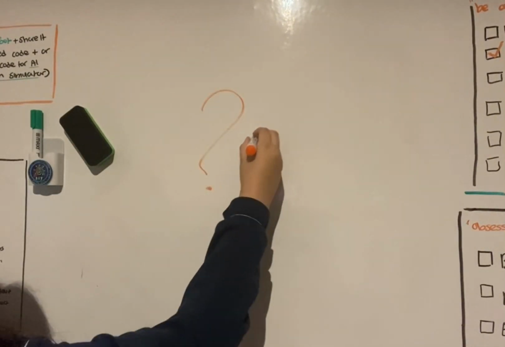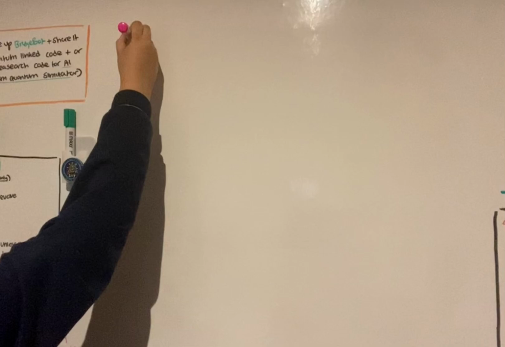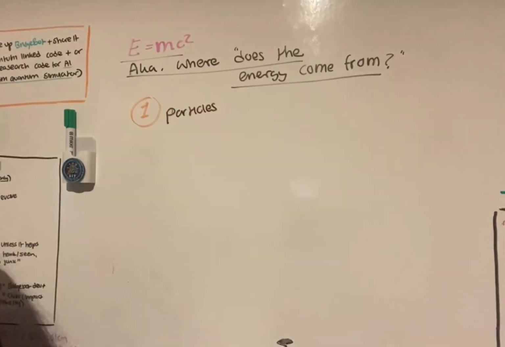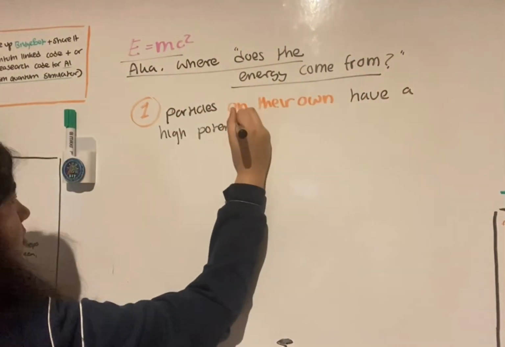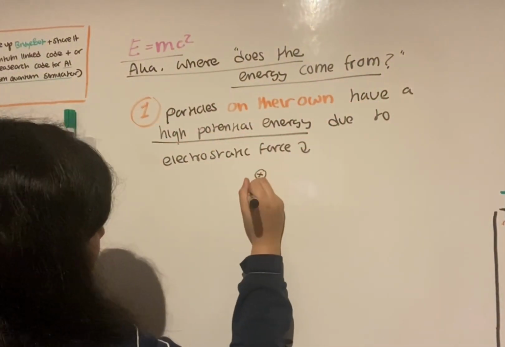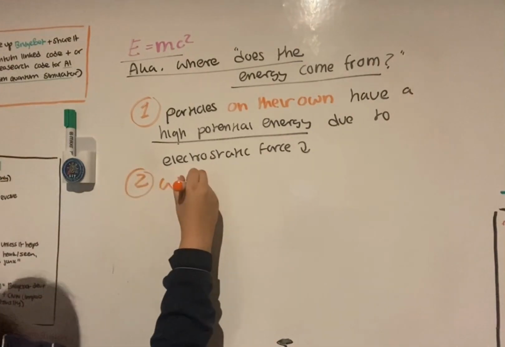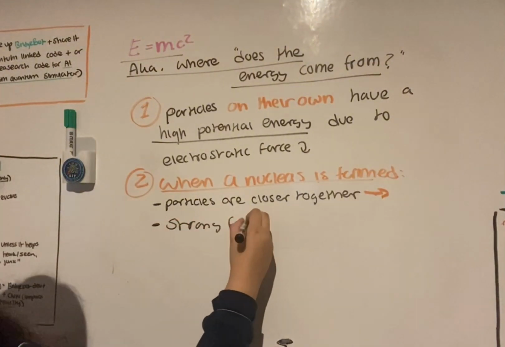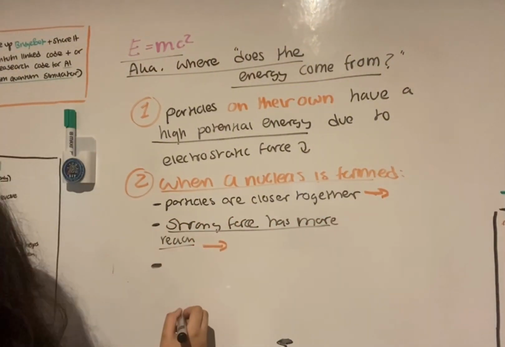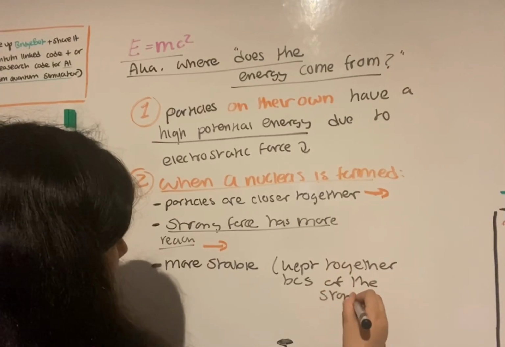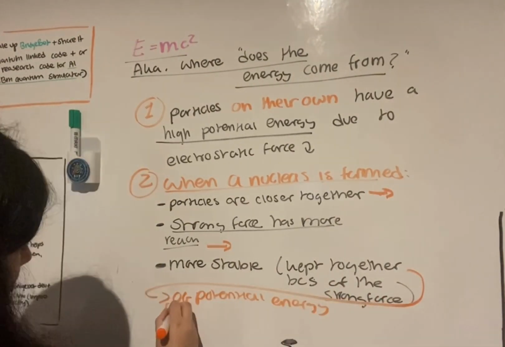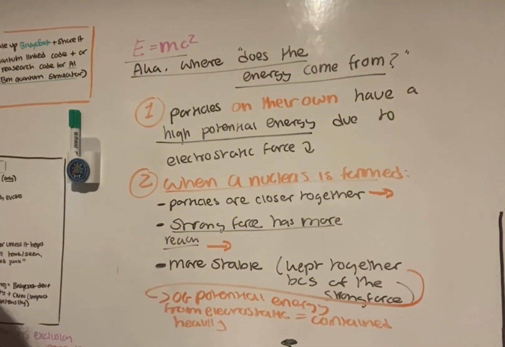But where does this energy come from and where does the original mass go? Well, this brings us to our next topic, E equals mc squared, and how the nucleus is formed in the first place. When particles are on their own, they have a high potential energy due to electrostatic force, thanks to their repulsion caused by it. However, when a nucleus is formed, particles are closer together, and the strong force has more reign because of the closer proximity and closer area to cover. This makes the particles more stable because they're kept together due to the strong force. This causes the original potential energy from electrostatic to be contained heavily because of the strong force being much more powerful compared to the electrostatic in the nucleus.